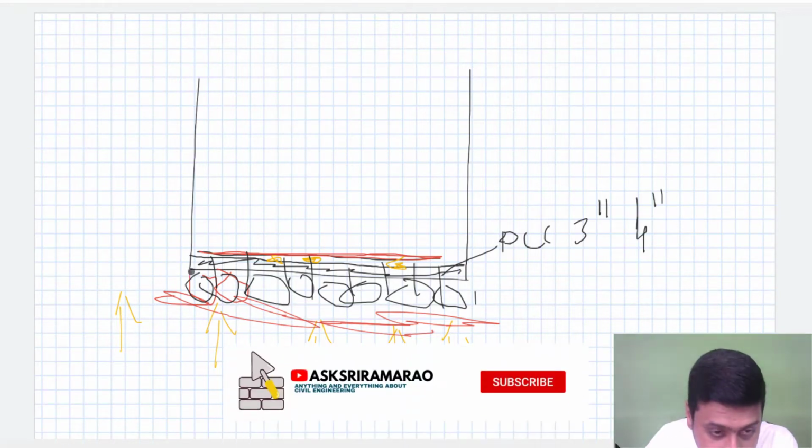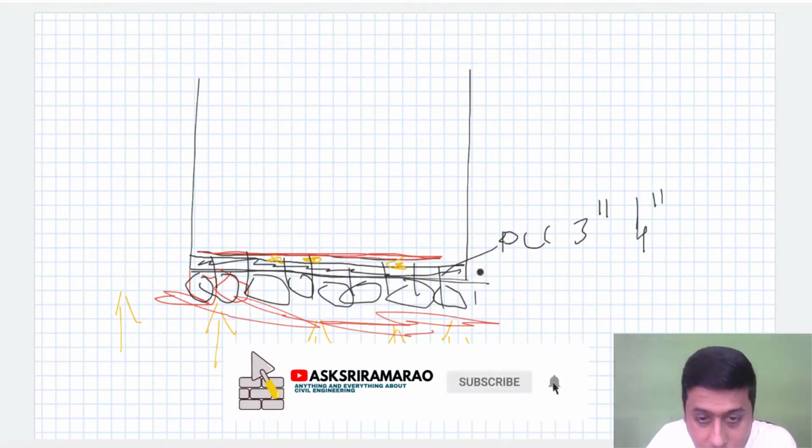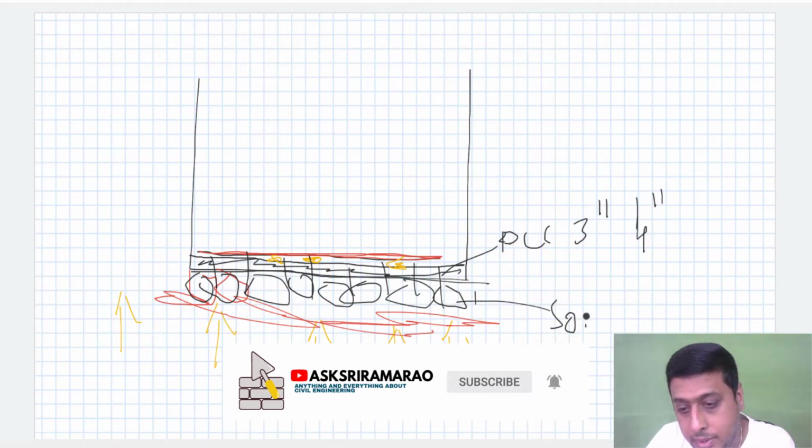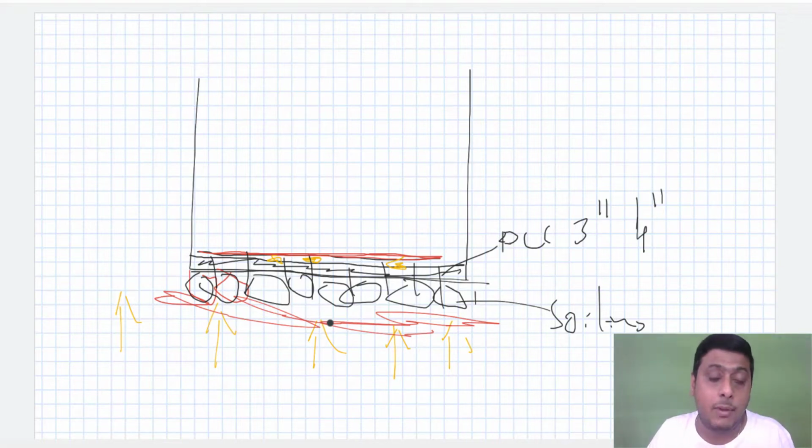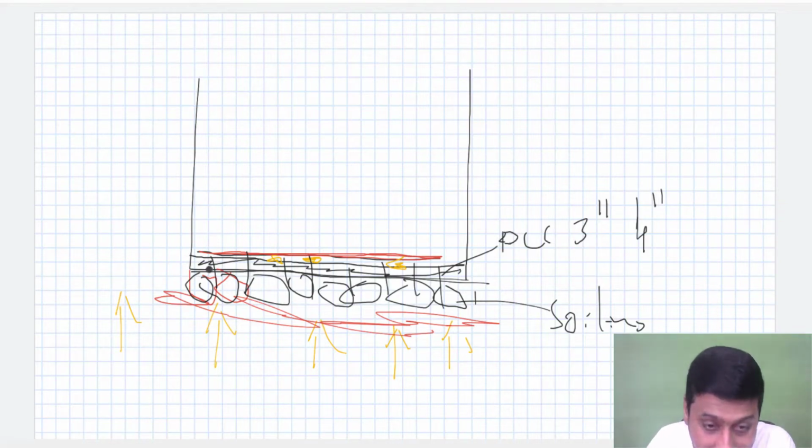We are going to level this by using the sand filling. Then we are going to lay the PCC. First the soling will come, then the PCC will come. Here, if the water pressure is there from the bottom, it may be such that it may lift the building. It will have that kind of pressure. So to cut this pressure is one of the reasons why we lay the soling.